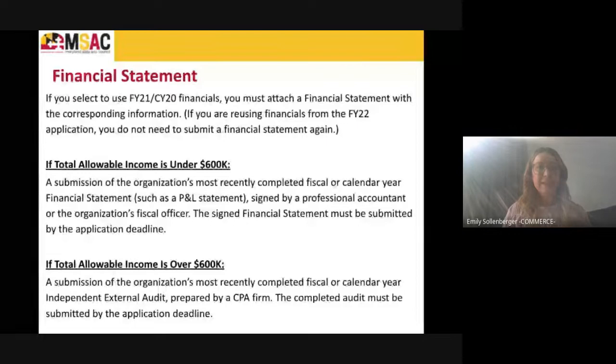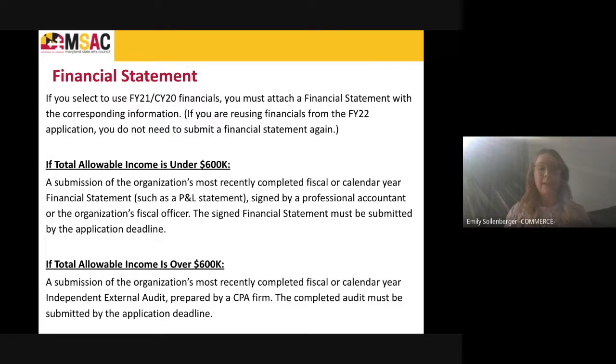Okay. And moving ahead here, if you've selected to use your FY21 or calendar year 20 financials, you must attach that financial statement, as I mentioned, with the corresponding information. If your total allowable income is under $600,000, you would just need to submit a financial statement that shows your income and expenses, such as a profit and loss statement. That would need to be signed by a professional accountant for the organization or a fiscal officer, somebody that is authorized to sign a financial document for your organization. And it must be submitted at the same time as the application deadline, so on December 15th.